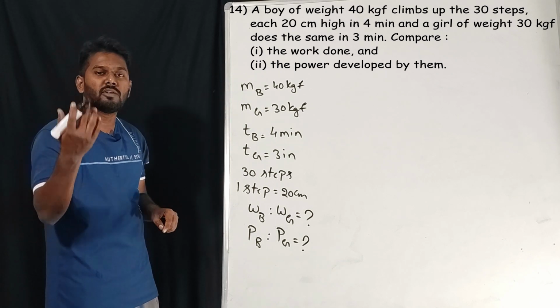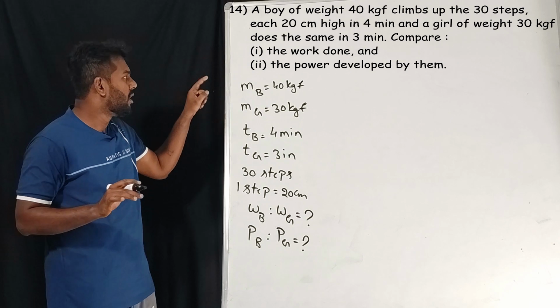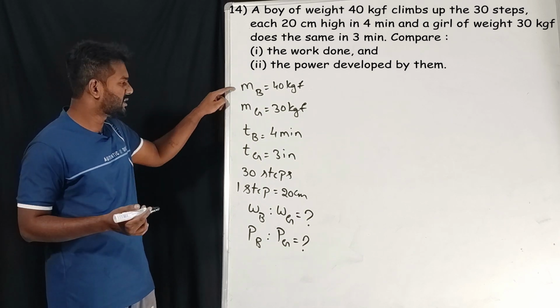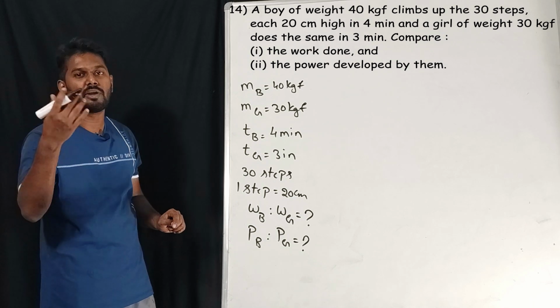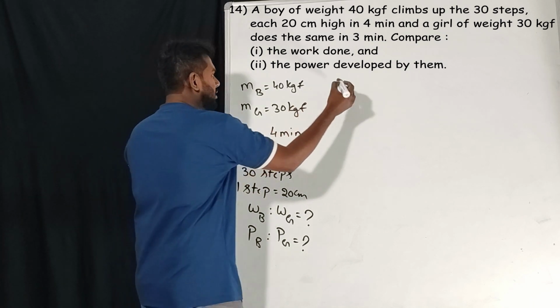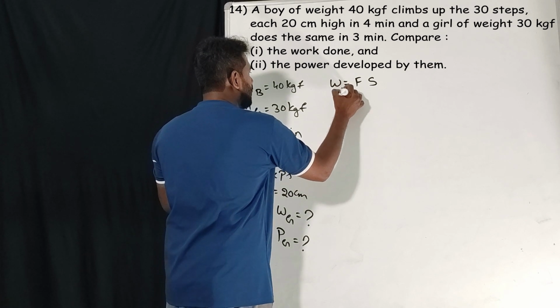Here how can we find the work done? Work done is nothing but force into displacement. How can we find force? Mass into acceleration due to gravity. G, if it is not given in the question, we can take it as 10. So first work done is equal to F into S. First we will talk about the boy.